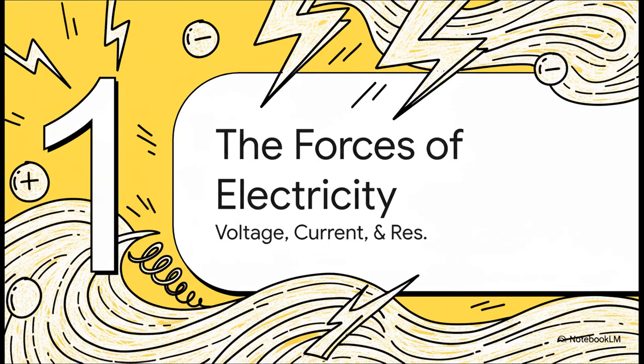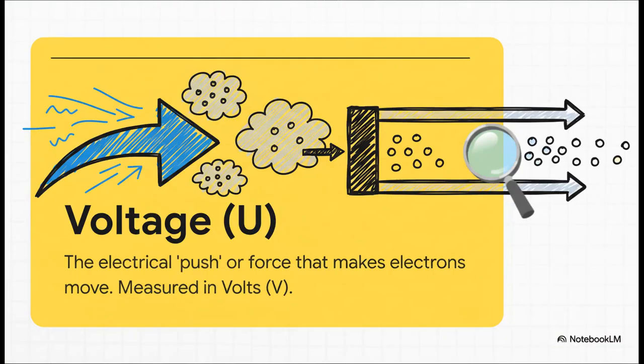You can think of these as the fundamental rules of the game, the physics that our electronic players have to work with. First up, we have voltage. And honestly, the best way to think about voltage is just pressure. It's the electrical push that gets electrons all lined up and ready to move. If you don't have any voltage, nothing has any motivation to go anywhere.